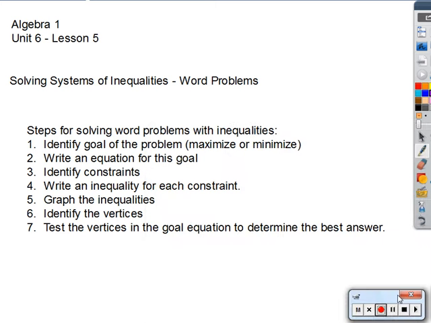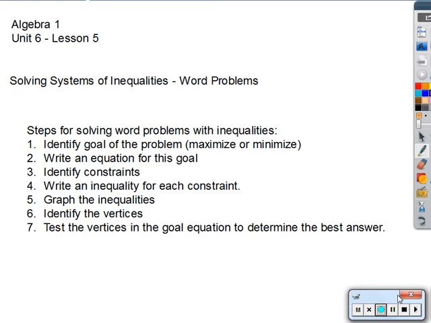And if we have systems of inequalities here to solve word problems, sometimes you hear this called by different names. Linear programming is a term that's sometimes used. It sounds a lot fancier than what it really is. But here's the steps that we're going to use to do this.